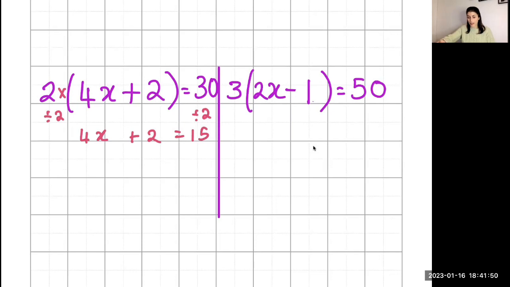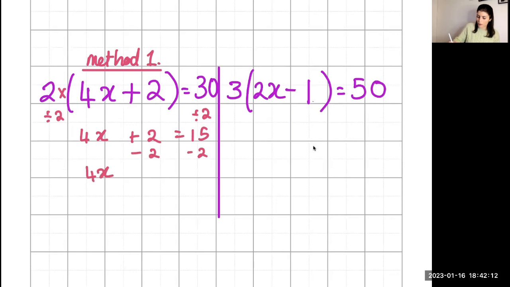In some cases, the right-hand side wouldn't divide easily by that number, so you might want to expand the brackets first. But I'm going to show you this method, method 1, and then you can choose which one you use. So I've divided by the 2, and then we're doing just like we did before, subtract 2 from both sides, get 4x equals 13, and then divide by the 4 to get x equals 13 over 4, or in decimal form, which I didn't actually do. 13 divided by 4 is 3.25.